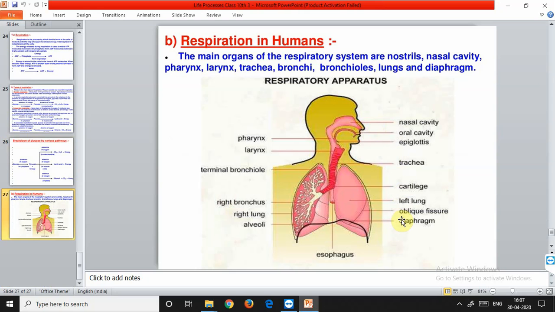Now these are the basic organs or parts that are utilized in the process of respiration, and these are referred to as the respiratory apparatus. That includes the nostrils, which are the starting point from where the oxygen is taken in. Then nasal cavity, pharynx, larynx, trachea, bronchi, bronchioles, lungs, and the diaphragm. All these we'll discuss in the later class. This is all for today.